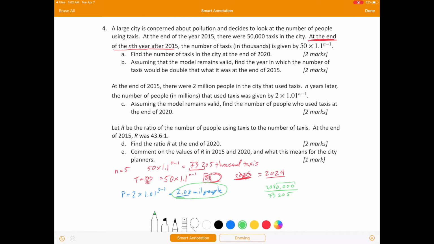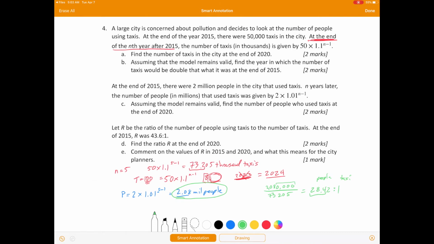And so you do 280,000 divided by 73,205, and you should get something like 28.42. And again, 3 sig figs is fine, 28.4. I'm getting an extra one here just so I can show you what hopefully you are getting. Okay, so we found that the ratio is 28.42 people to one taxi. And that is letter D.